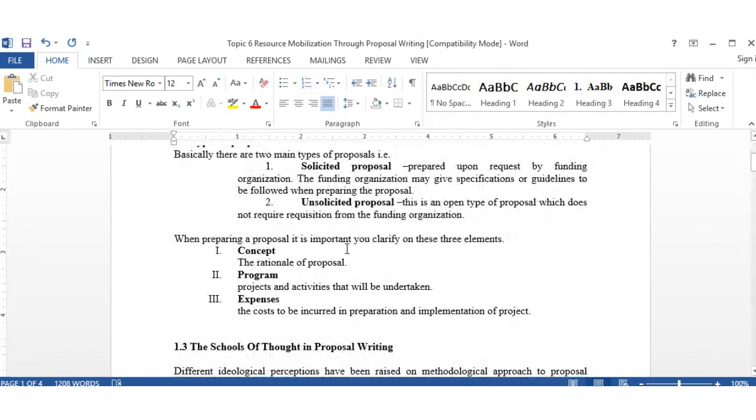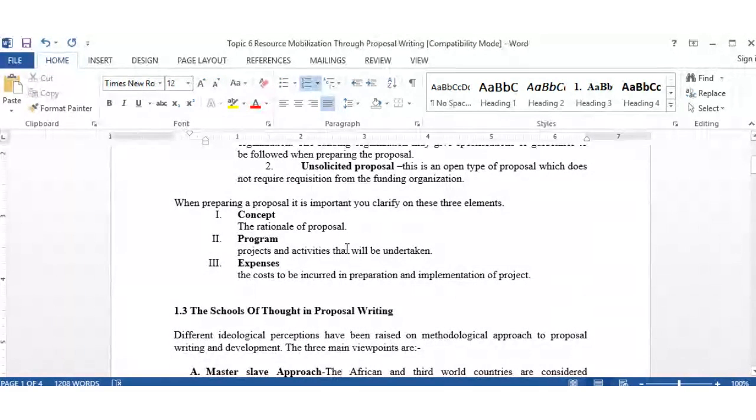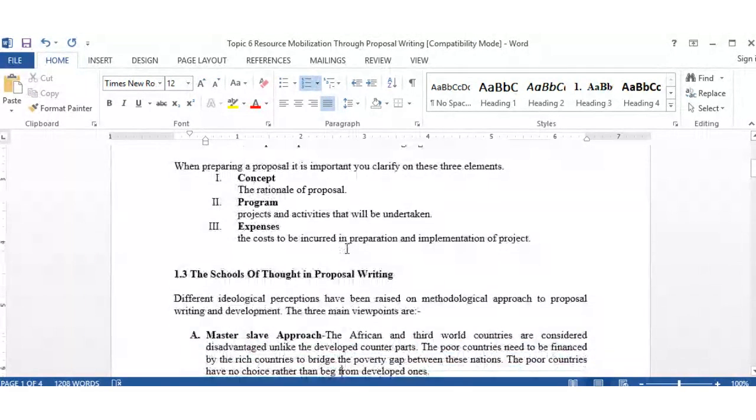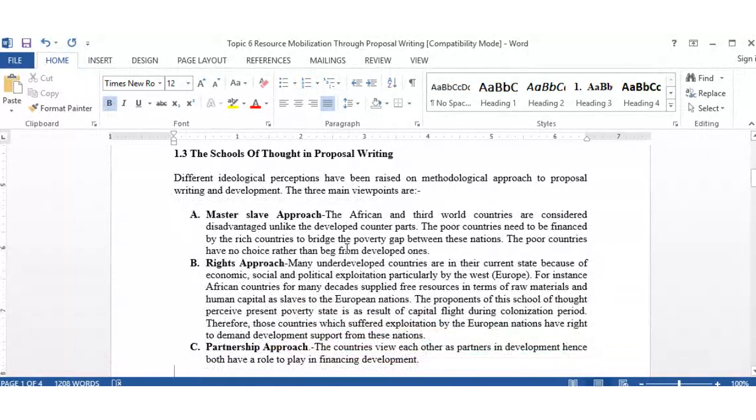When preparing a proposal, it is important that you clarify what I have mentioned. The concept is basically what I've mentioned, how much money you will need, and basically the name of your program. The schools of thought, I said we have to go through this. The schools of thought, we have 3. I believe each one of them was good at certain points in time.